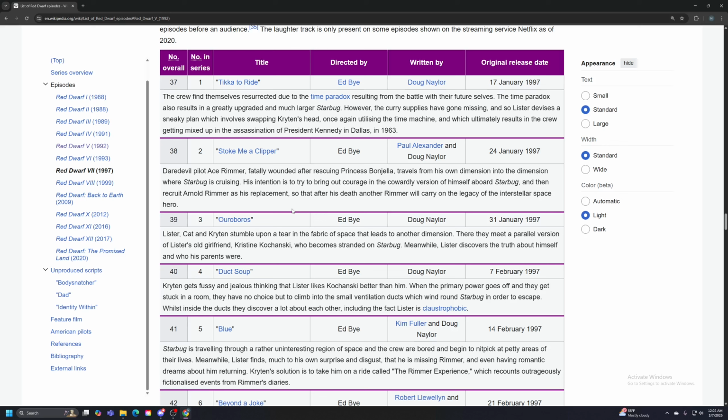Episode 3, Ouroboros. Lister, Cat, and Crichton stumble upon a tear in the fabric of space that leads to another dimension. There they meet a parallel version of Lister's old girlfriend, Christine, who becomes stranded on Starbug. Meanwhile, Lister discovers the truth about himself and who his parents were.